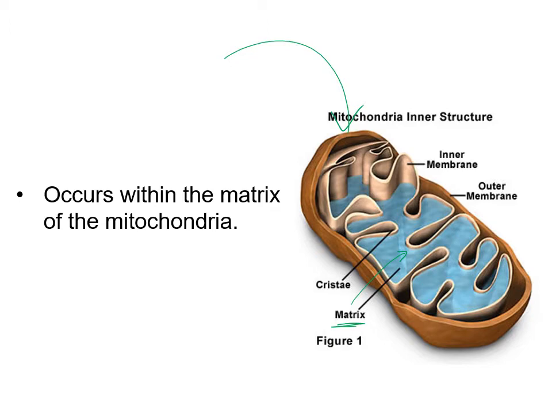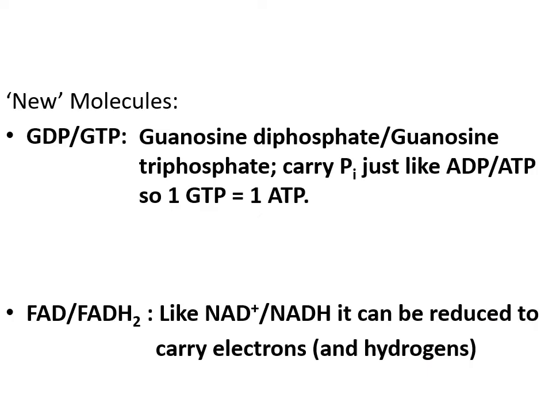the mitochondria's outside part. New molecules that we haven't seen so far in cellular respiration are GDP and GTP, which are very similar to ATP. So again, diphosphate and triphosphate, but instead of adenosine, it's guanosine diphosphate and guanosine triphosphate. They're going to act like ATP, and in fact, as soon as we make them, we're going to use them to produce an ATP anyway. So just think of them as almost ATP, but we've got to use them to get to our ATP.